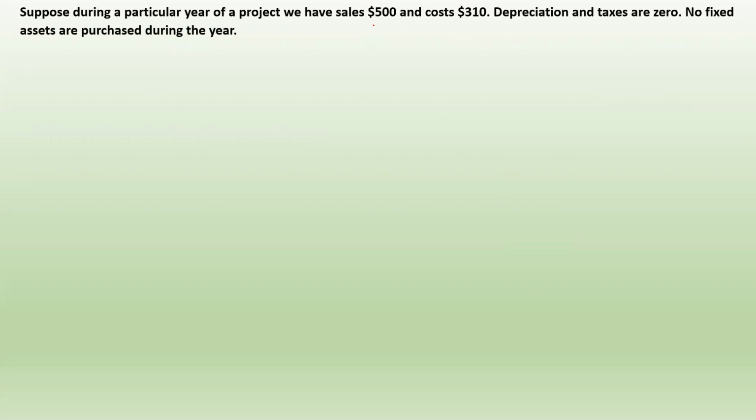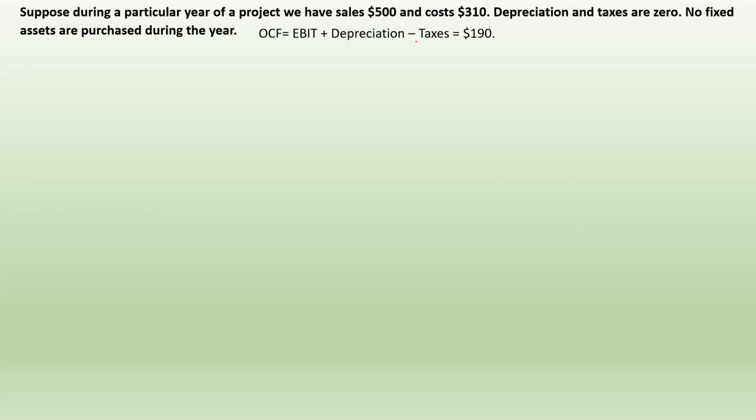Suppose during a particular year of a project, we have sales of $500, costs of $310, and depreciation and taxes are zero for simplicity. No fixed assets are purchased during the year. So the operating cash flow equals EBIT, add back depreciation, minus taxes. Basically it's $190. Sales minus costs is $190, which is earnings before interest and tax.